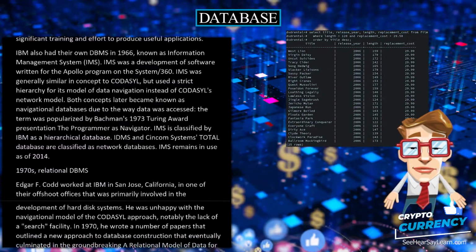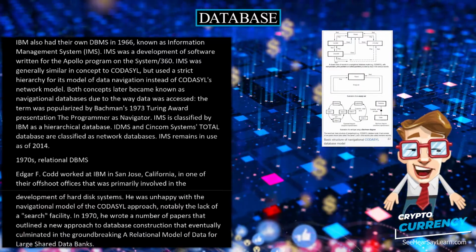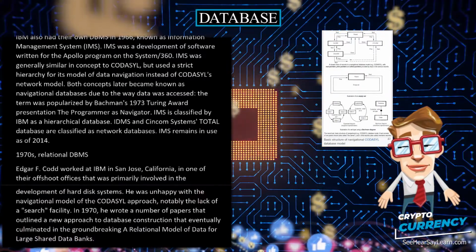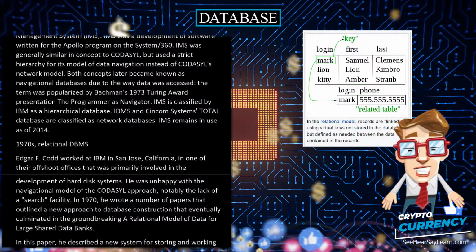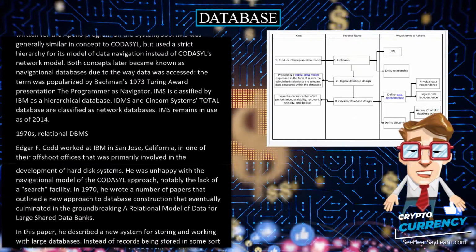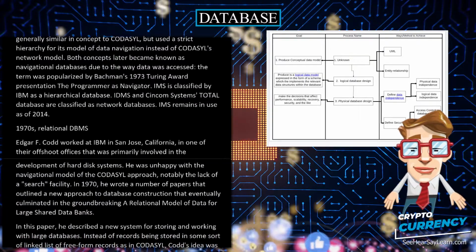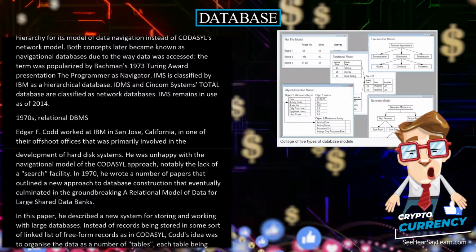The term was popularized by Bachman's 1973 Turing Award presentation The Programmer as Navigator. IMS is classified by IBM as a hierarchical database. IDMS and Cincom Systems' Total Database are classified as network databases. IMS remains in use as of 2014.